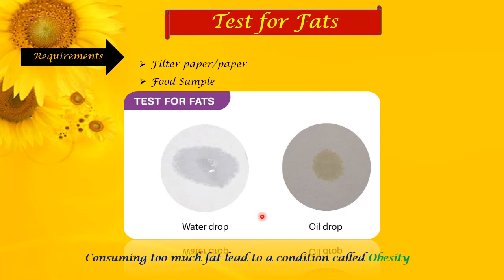Consuming too much fat leads to a condition called obesity. Obesity is nothing but being overweight. You should be able to maintain your body weight; it should not be overweight. Body weight is calculated depending upon your height. Height and body weight should be in proportion. If something is altered, then the condition is called obesity, overweight.